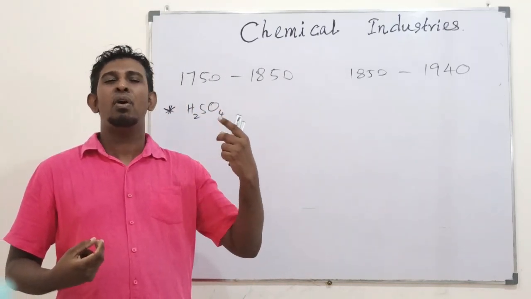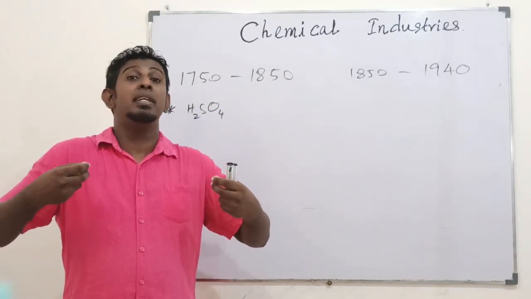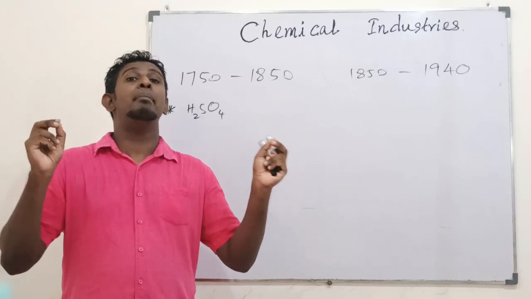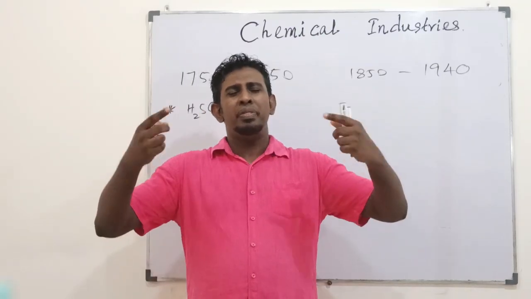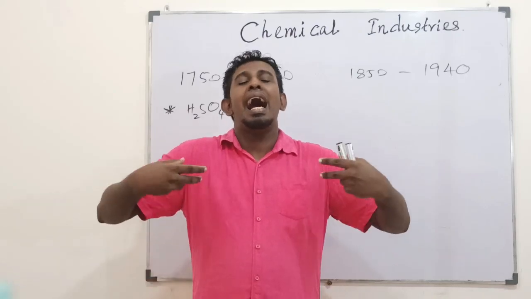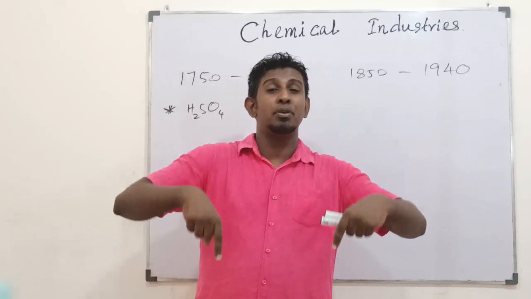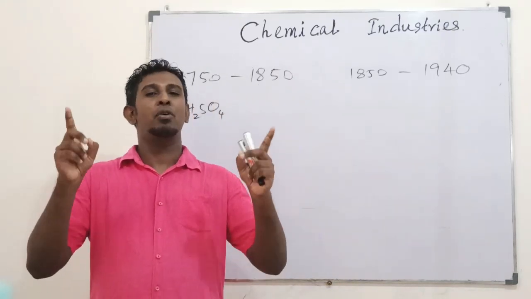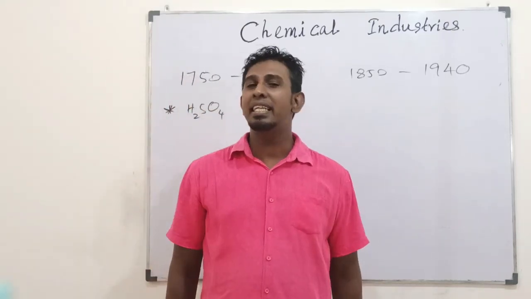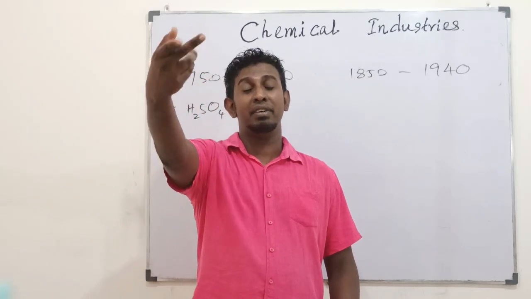This was further developed by two scientists at the BASF company in 1914. So nowadays, what we use to manufacture sulfuric acid is the same process, the contact process. We will be learning the contact process soon in our next videos.